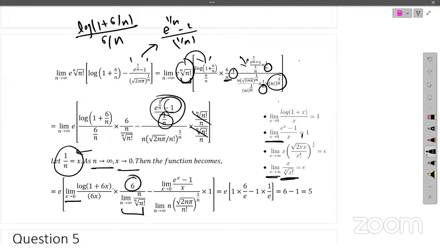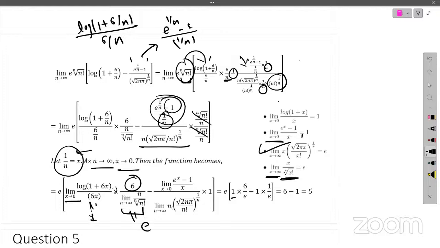Now in the numerator, we have the required form here also, n in the multiplication and the root of 2n pi upon n factorial to the power 1 by n, which is the same as this limit. Okay, so I'll just append the limit here and multiply it by 1 because these two terms get cancelled out. I'll just calculate the limit. So this limit will become 1. So it will become e multiplied by 1 into this 6 as it is. This limit will become e.